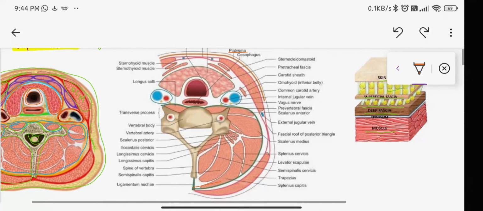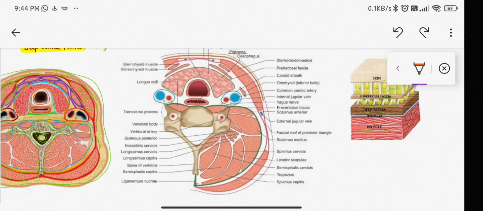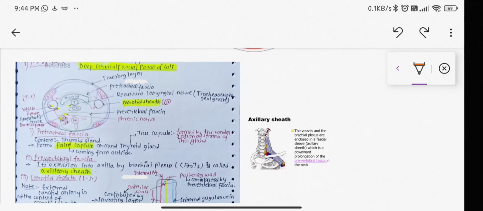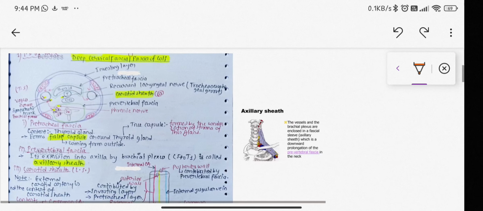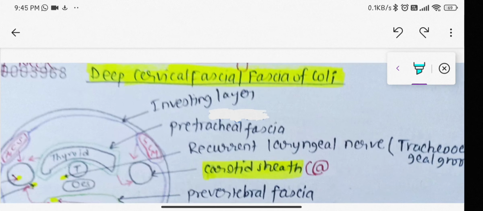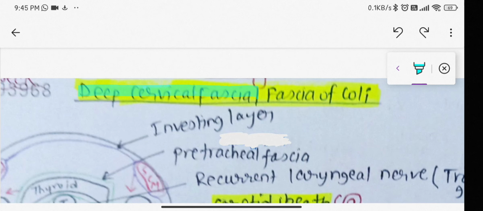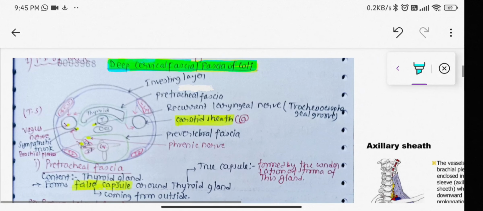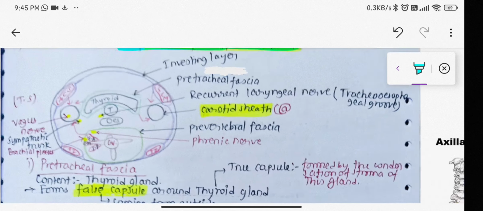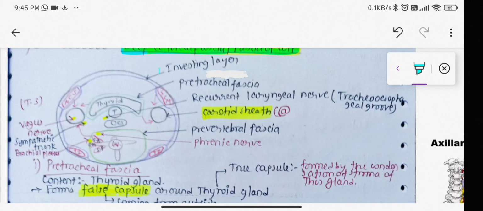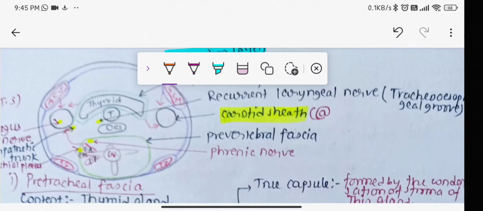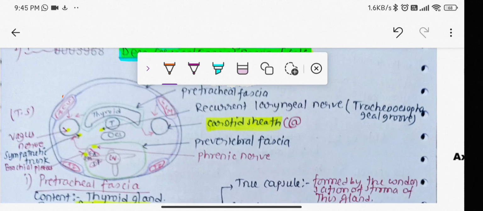So I think you have got all the points, so we need to see some important MCQs related to the deep cervical fascia. Deep cervical fascia is also known as fascia of Colli. In the schematic diagram for the deep cervical fascia, you can see in this figure the outermost layer, that is the investing layer. This is the TS of the cervical vertebra shown here.